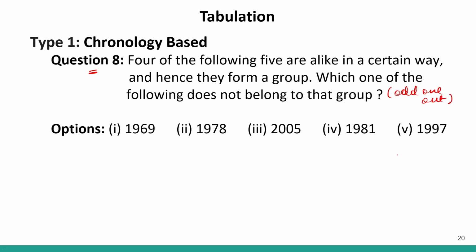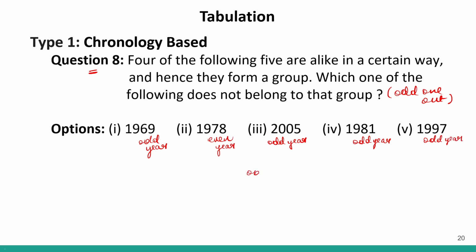Now simply by looking at this, I can say 1969 is an odd year. Correct? 1978 is an even year. 2005 is an odd year. 1981 is again an odd year. 1997 is also an odd year.